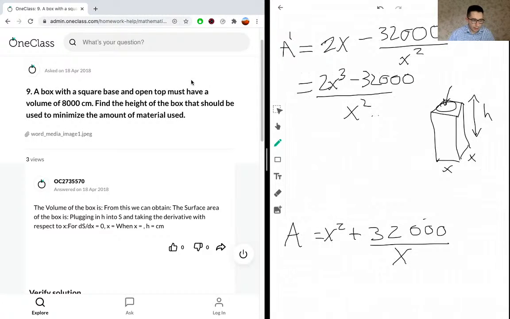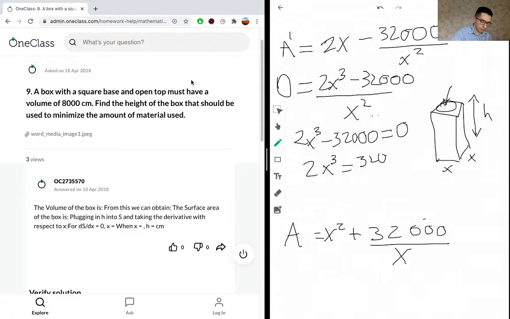Now that we've gotten the derivative of the surface area into a format where we can set it to 0, we'll set it to 0 to find the optimum x value. Here we multiply both sides by x squared, and we're left with 2x cubed minus 32,000 equals 0. Then we have 2x cubed equals 32,000, and then x cubed equals 16,000.